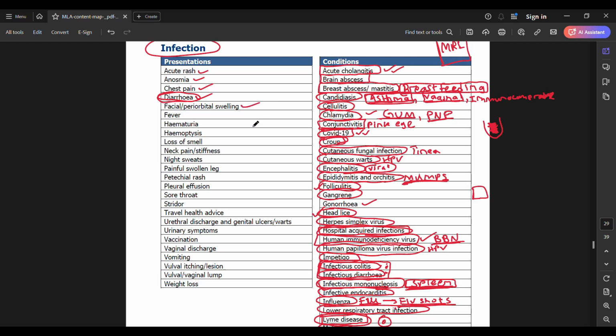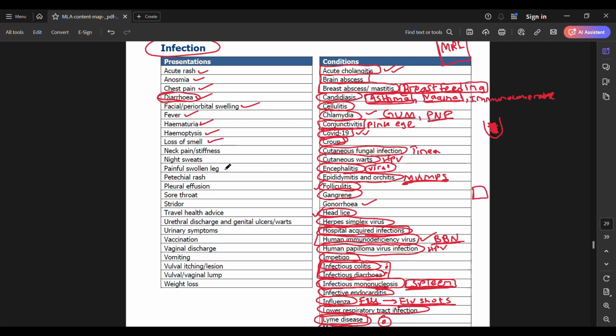Facial and periorbital swelling. You've got your mumps. You've got your orbital cellulitis, all that good stuff. You got your fever, right? That could show up in any of these infections, right? Hematuria, important urinary tract infections, or maybe you've got a bladder infection, right? Maybe you've got a kidney stone leading to an infection. Next, you have hemoptysis, right? You got your TB. You've got loss of smell, which is basically anosmia.